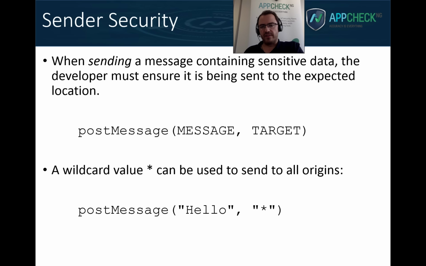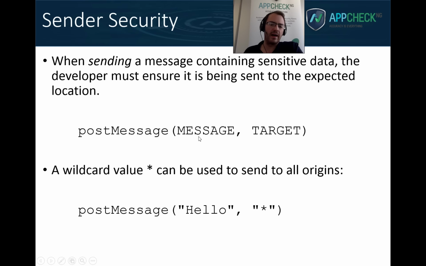So the security of the receiving side is all about validating where the message originated from, and on the actual sending side we also have a security concern. An example would be, let's say that our application frames a page, and that page then sends us some sensitive information, some information that's specific to that particular user. The way that postMessage works is we say postMessage and then the message content. We also define the target of the message.